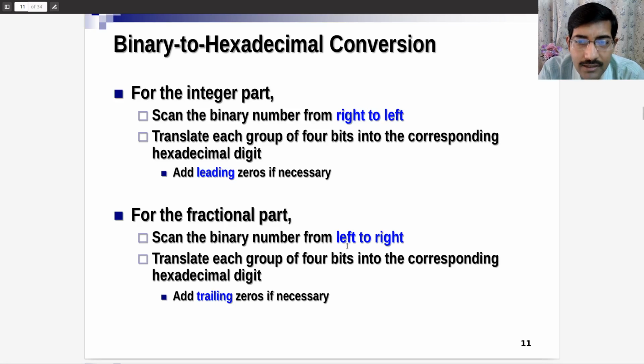For the fractional part, we go left to right, so we have to add trailing zeros if necessary to group it into 4. Adding leading zeros for the integer part and trailing zeros for the fractional part is conceptually correct, because a leading 0 in the integer does not change your number, and trailing zeros after the point in the fractional part do not change the number at all. So you are not changing the number, yet you use it because you want to directly see how the hexadecimal goes.